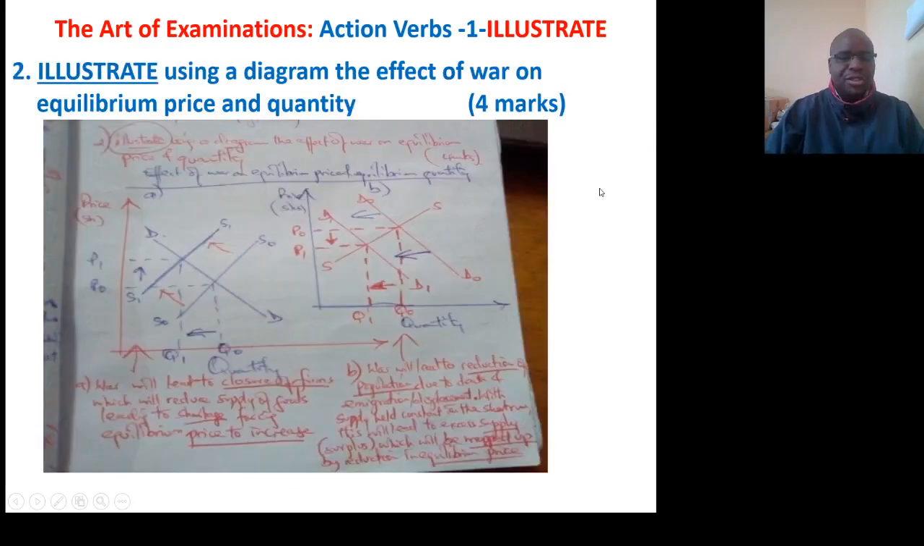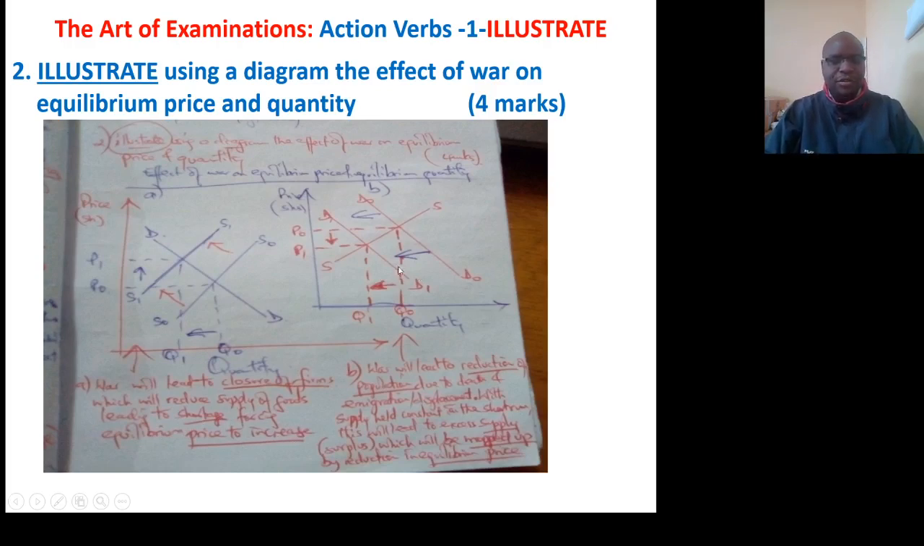Another illustration. Illustrate using a diagram the effect of war on equilibrium price and quantity. So this is the first diagram and this is the second diagram. So war will lead to closure of farms, which will reduce supply of goods, leading to shortage, forcing equilibrium price to increase.